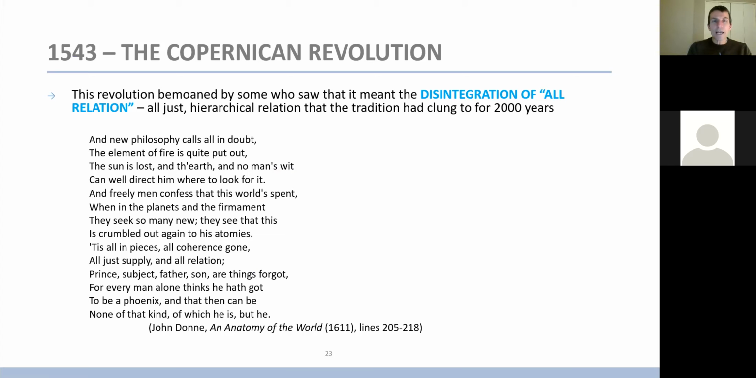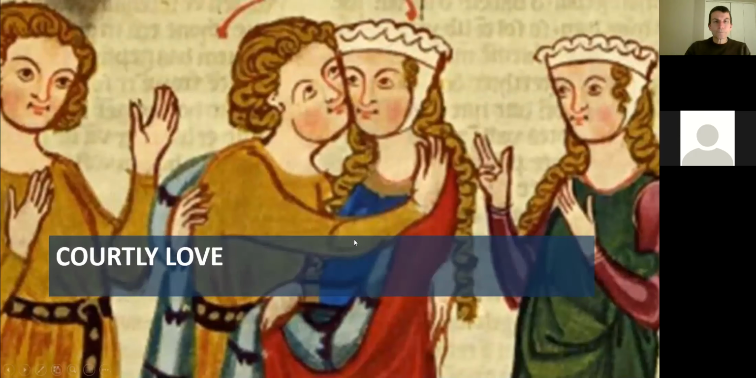So he sees all that in the new philosophy that calls all in doubt, and the element of fire is quite put out, because the element of fire would be one of the hierarchical gradations you'd see in that Ptolemaic universe. The sun is lost, and the earth, and no man's wit can well direct him where to look for it. So you can feel that lament of being in this lost cosmos.